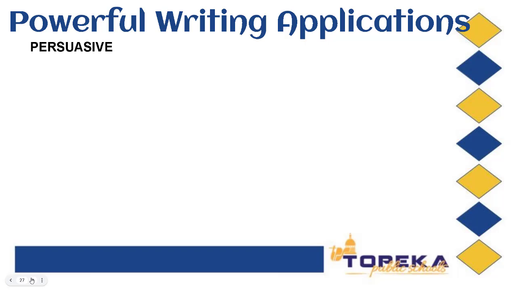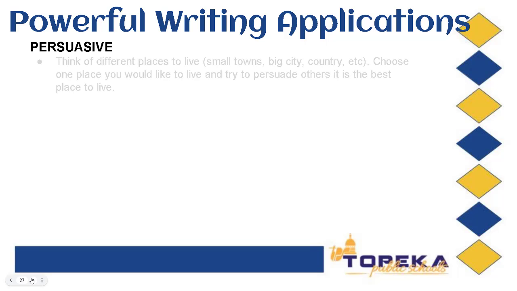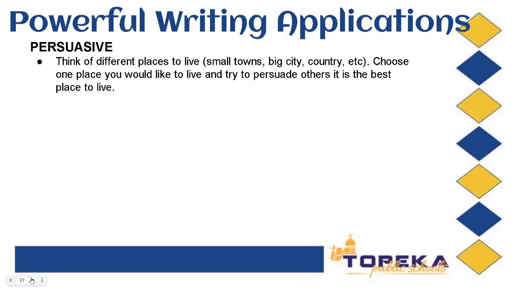So hopefully you had some ideas that you're able to take back and use in your classrooms. So let's look at persuasive writing and how we could use powerful writing with persuasive writing tasks. So again, we've kind of got to tie in with social studies. This could be 3rd or 4th grade. Think of different places to live. Choose one place you would like to live and try to persuade others it is the best place to live. We've got small towns, cities. You could also do urban, rural, and suburban to tie in with 3rd grade social studies, for example.